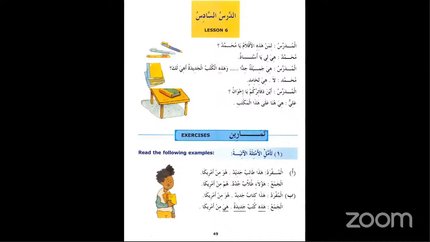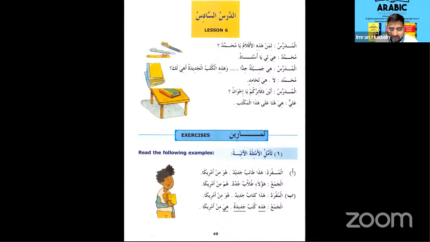Okay, so the first example for the singular is Haza Talibun Jadidun, huwa min America. This is a new student, he's from America. And the plural is Haulai Tullabun Jududun. So these are new students and they are from America. So what's happening in the plural?